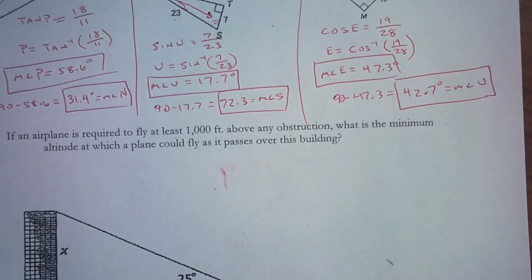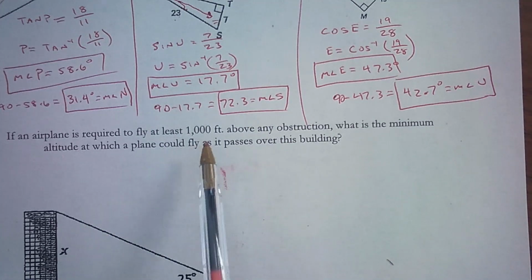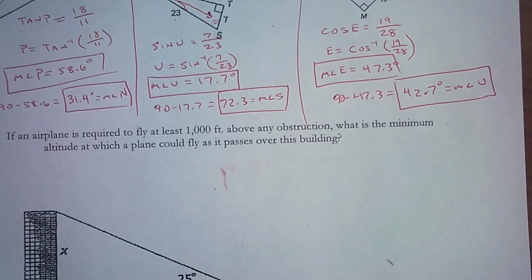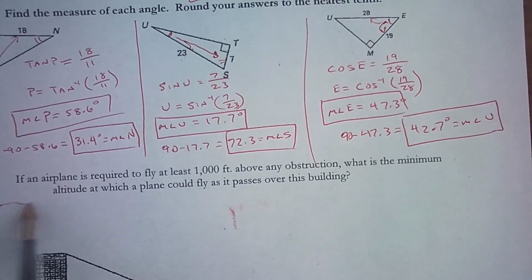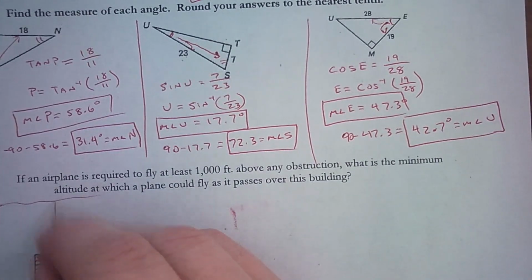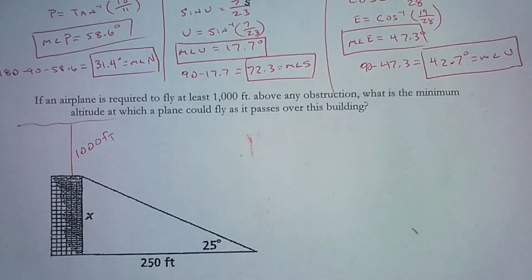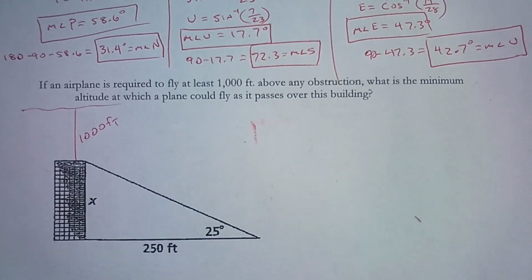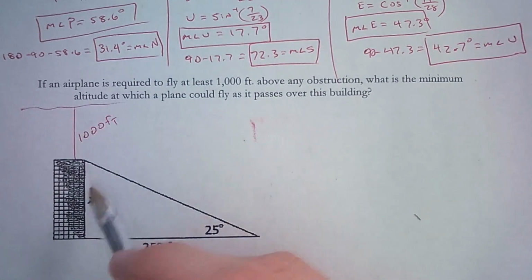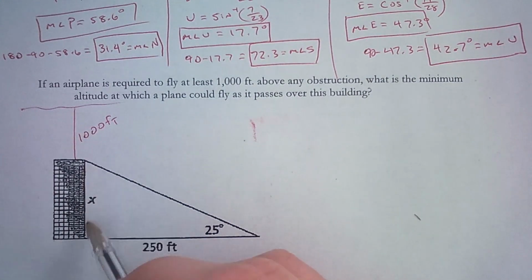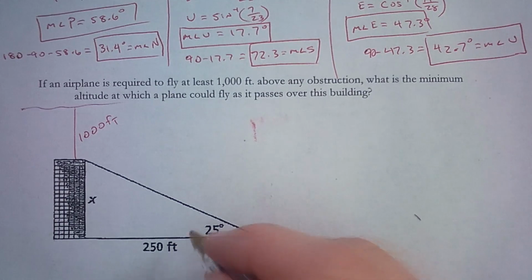For our last question, if an airplane is required to fly at least 1,000 feet above any obstruction, what is the minimum altitude at which a plane could fly as it passes over this building? So as a plane passes over this building, it has to be at least 1,000 feet above it. So what's the minimum altitude? So it's going to be 1,000 feet plus whatever we get here for the height of this building.